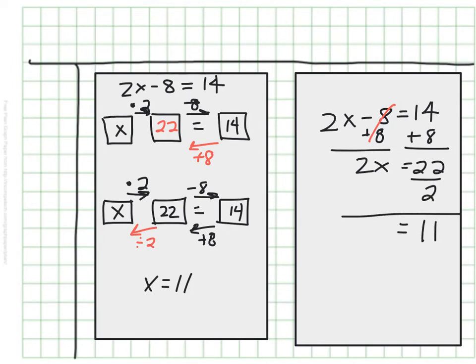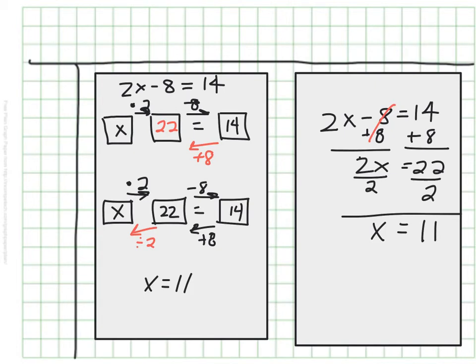But over here, I have to do the same thing to keep it balanced. So I'm going to do 2x divided by 2, and 2 divided by 2 gets us 1, or just x. 1x or just x. So same answer. This way I don't have to draw all those boxes, and it's a little bit cleaner and a little bit easier to work with.